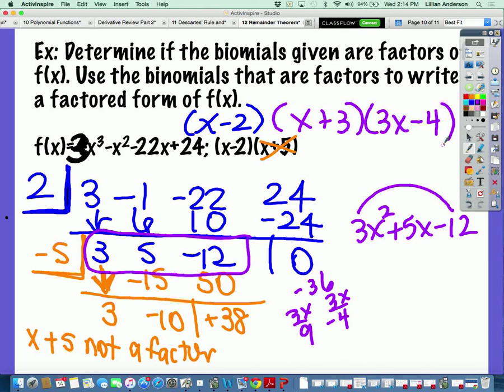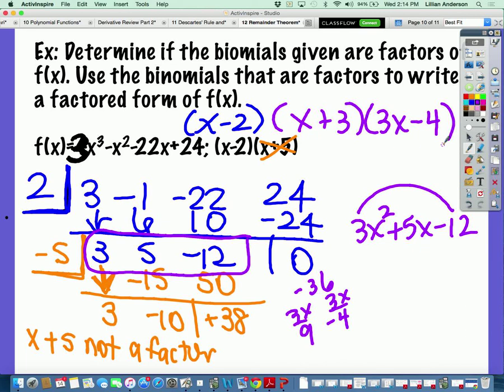So, summary of today. If R is the remainder obtained after a division of f of x by x minus c, then the following statements are true. What are some of the things that we talked about? That when you divide and you end up with the remainder, what special things do we talk about with that remainder? If your remainder is 0, so if R equals 0, what's going to be a factor? Is R going to be a factor? No, x minus c is going to be a factor.